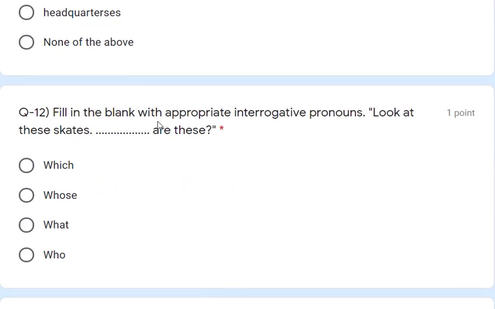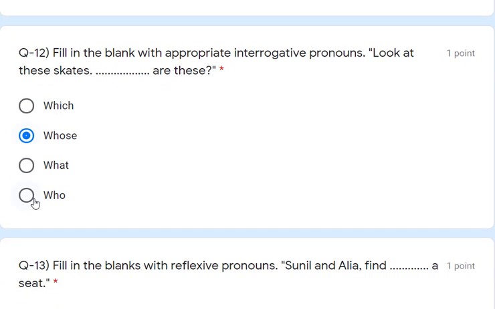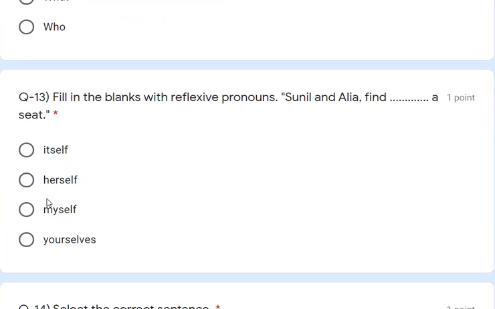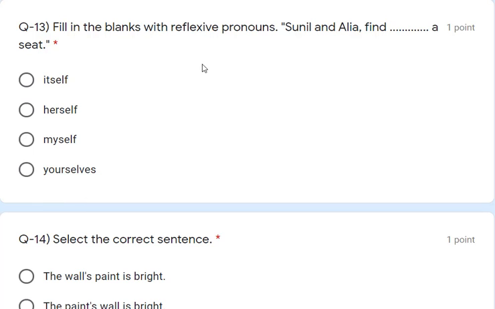Fill the blank with the appropriate interrogative pronouns. With the help of which, what, who, whose, those are interrogative pronouns, we need to fill in. So the correct answer: look at these cats. Whose are these? That is correct. Whose is the correct one. And question number 13. Fill in the blank with the reflexive pronouns. Sunil and Alia find blank a seat. Yourselves is the correct reflexive pronoun.